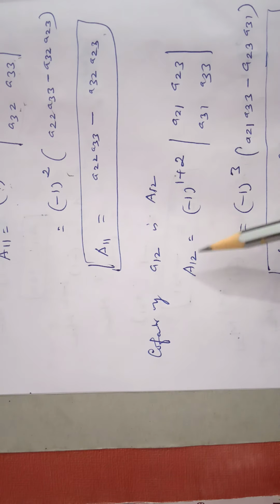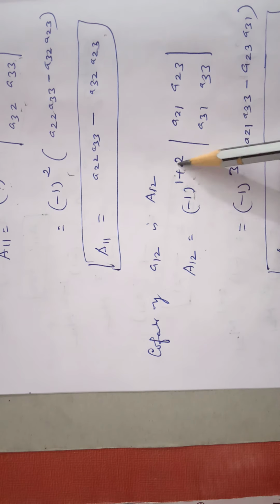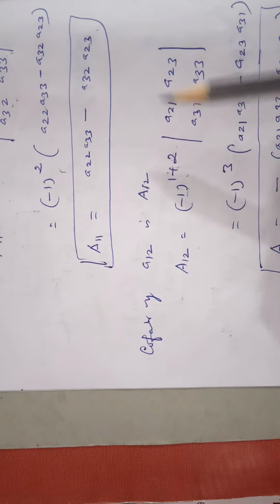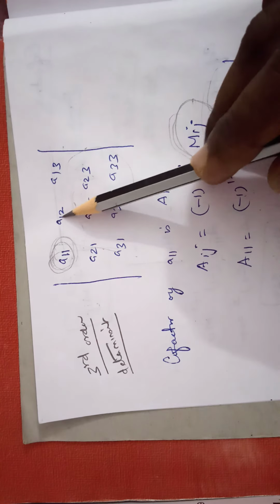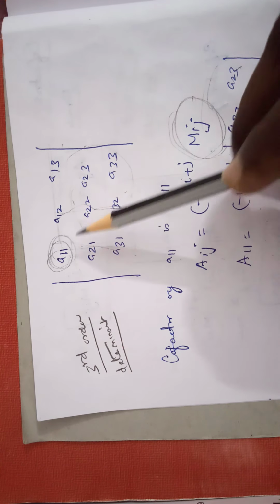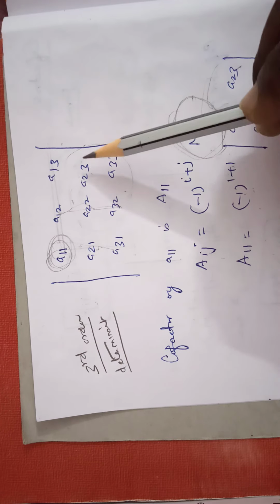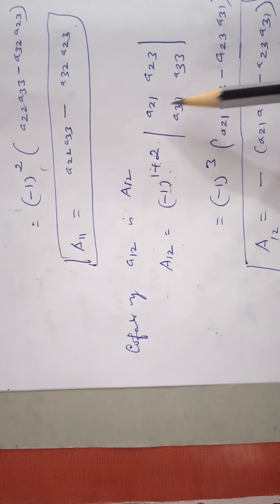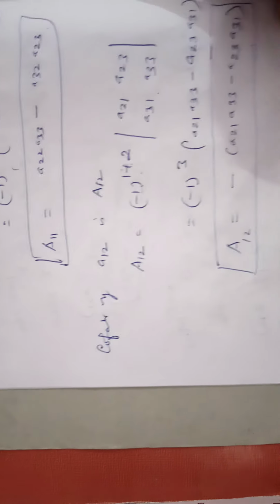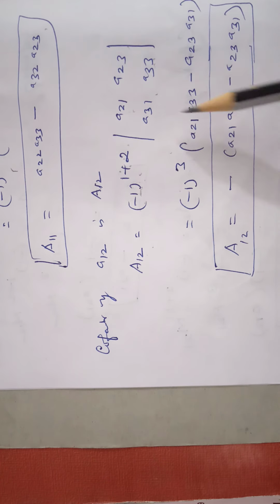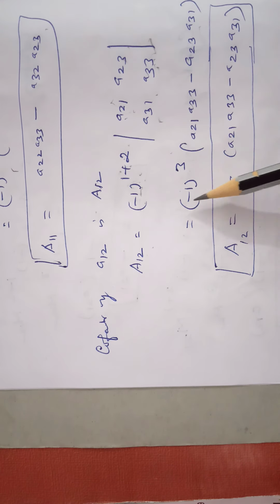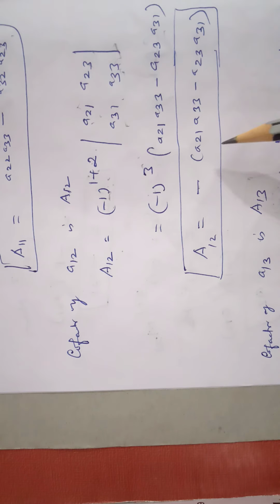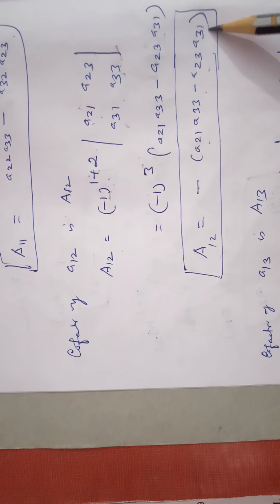Again for A12, applying the formula, A12 is minus 1 power 1 plus 2 into the minor. We delete the corresponding row and column. Remaining values are A21, A23, A31, A33. So minus 1 cube into the determinant A21 into A33 minus A31 into A23. Minus 1 cube is minus, so minus of A21 A33 minus A23 A31.